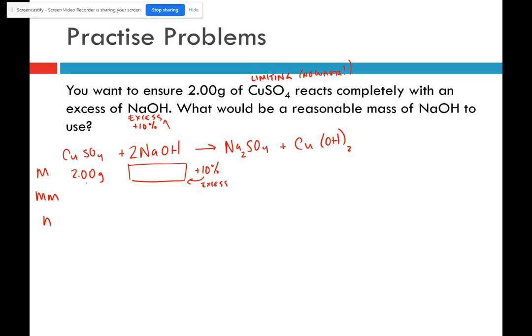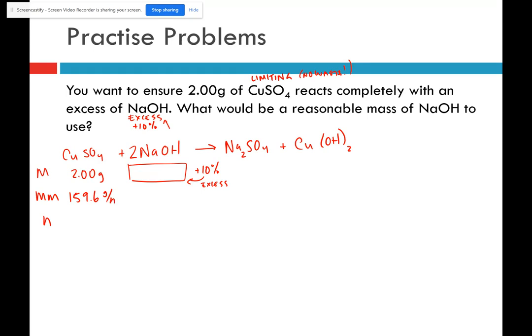So we're going to do the same thing we did before. We're starting in mass. We need to get down to the first floor. So we're going to divide by molar mass. I need to calculate that. Copper's molar mass is 63.54. I'm going to add to that the molar mass of sulfur, which is 32.06. And I'm going to add to that 4 times the molar mass of oxygen, which is 16. If you put that in your calculator, you're going to get 159.6 grams per mole.